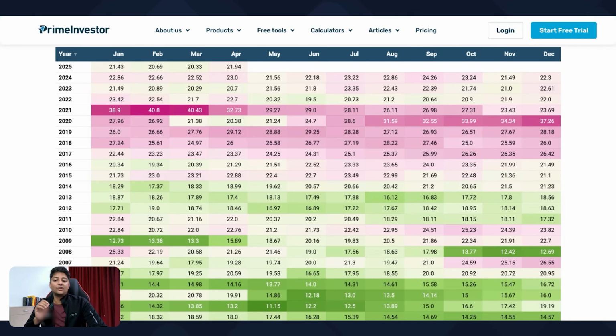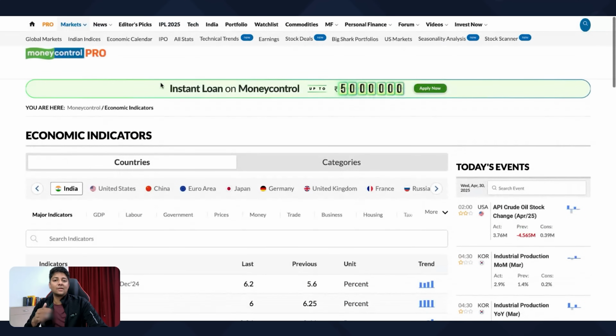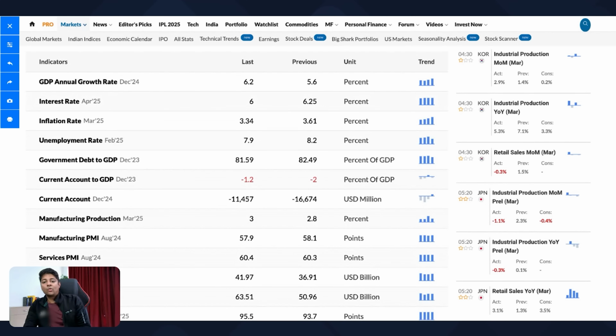And the fourth thing that you should definitely look at is the economic indicators. Economic indicators, this is again available completely free, whatever I'm showing you. Now, economic indicators are again very important because this gives you a very interesting macroeconomic picture. And I know a lot of you guys are not looking at this, right? What do I need to see?